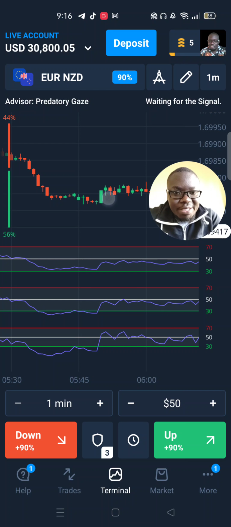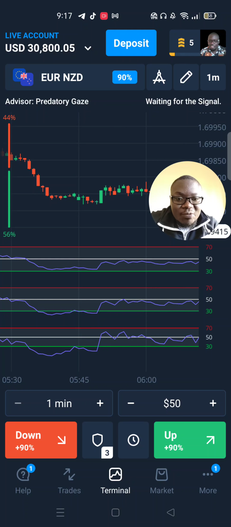There was a spike here, then there was a correction. So you'll notice that when the spike happened, the market was in the oversold zone according to the RSIs. So when it goes above the 30 level, then a correction is expected in between, and you can see that it happened.